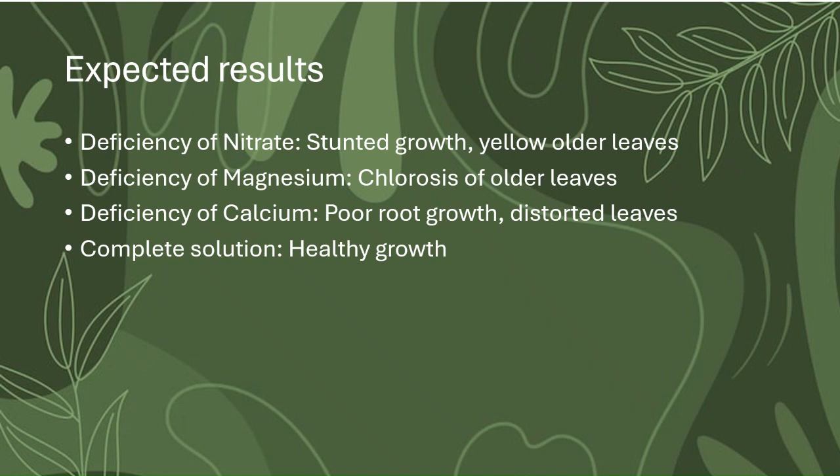So what kind of results will you be expecting from this practical? So the deficiency of nitrate leads to stunted growth and yellow, older leaves. With the deficiency of magnesium, you'll observe chlorosis of older leaves. With deficiency of calcium, you'll observe poor root growth and distorted leaves. And finally, in the case of a complete solution, you will observe healthy growth of the plant.